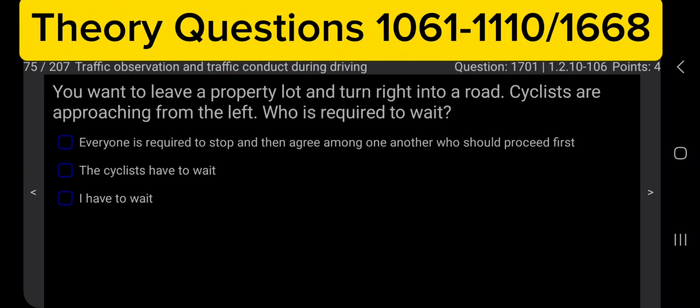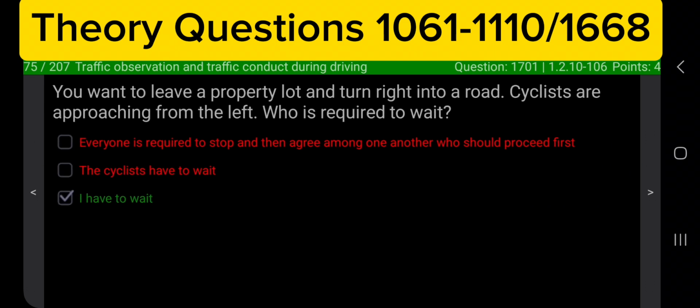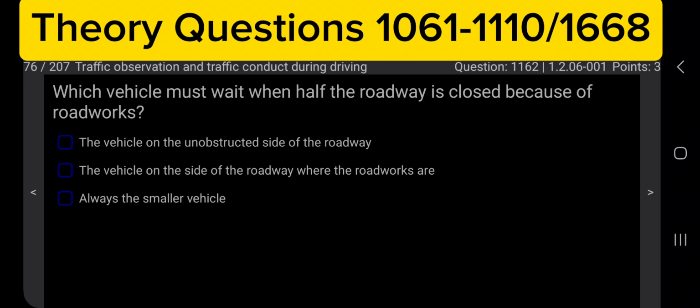You want to leave a property lot and turn right into a road. Cyclists are approaching from the left. Who is required to wait? Everyone is required to stop, and then agree among one another who should proceed first. The cyclists have to wait. I have to wait.